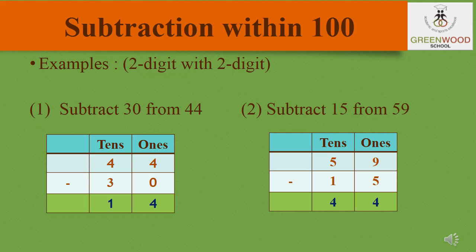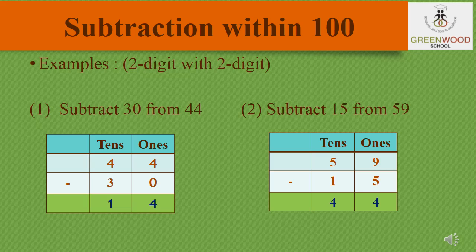Now subtract the tens place. 4 minus 3. That is from 4 we have to take the 3. So take 4 fingers, out of which fold the 3. So how many fingers are remaining now? 1. So 4 minus 3 becomes 1. That is 44 minus 30 will come 14. Similarly, look at another example.